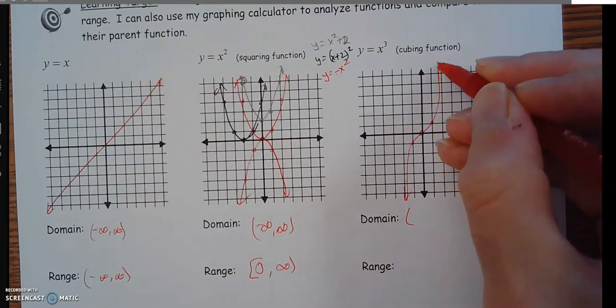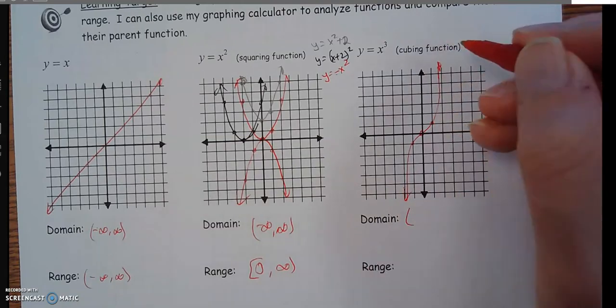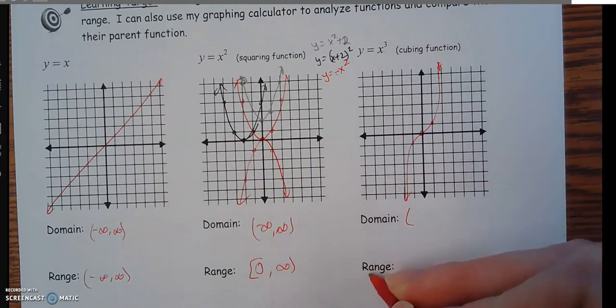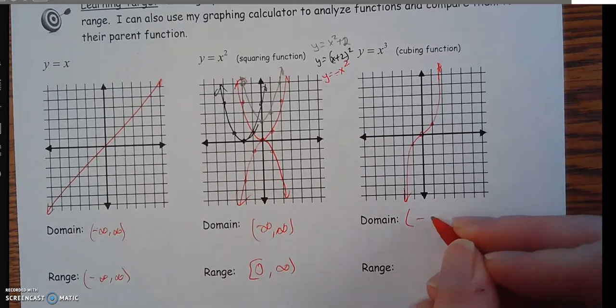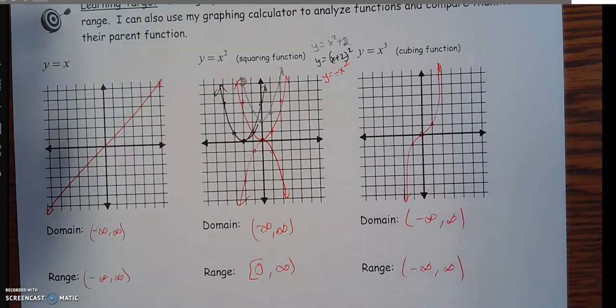Now the domain of this one, it may not look like it, but it's not actually going straight up. It is going over as it goes up. So it is going up and to the right, and this one is going down and to the left. It's very slowly doing it. So the domain is negative infinity to infinity, and the range is up and down forever, so negative infinity to infinity.